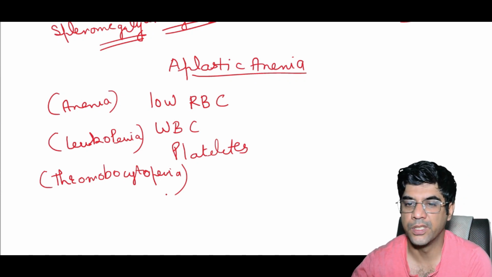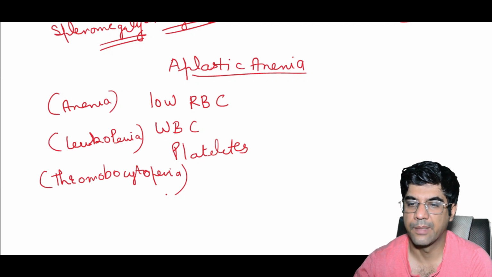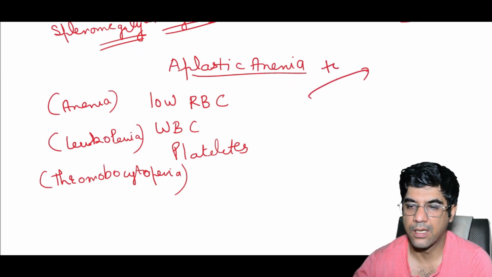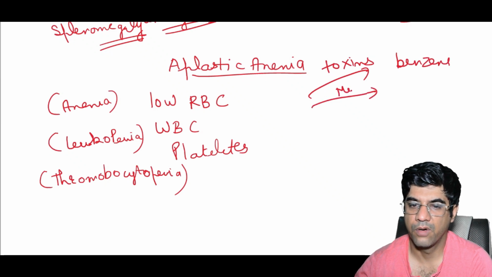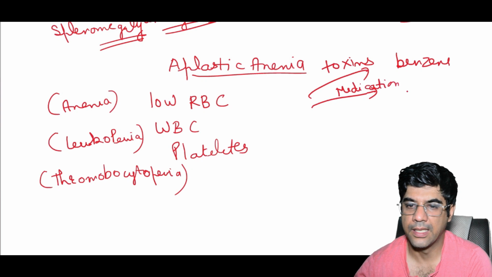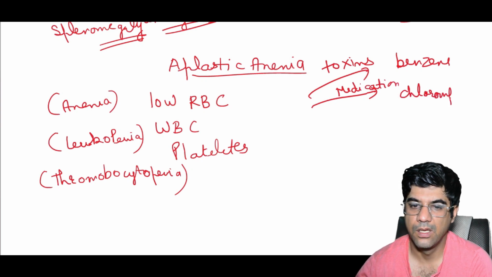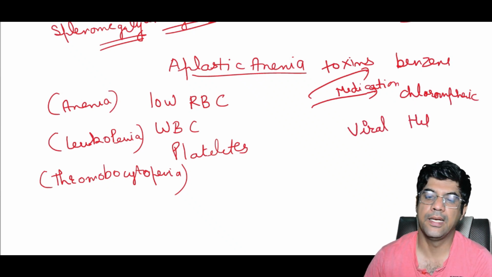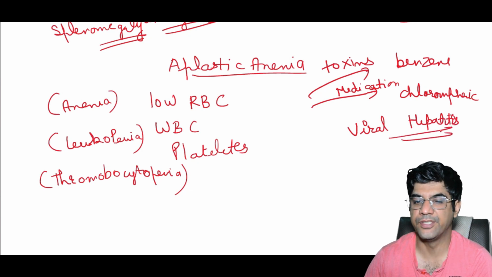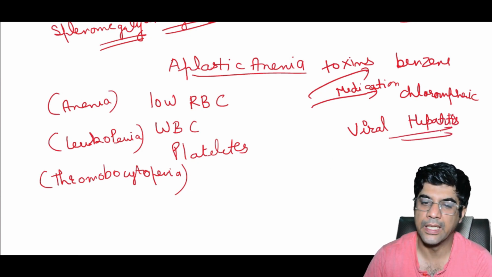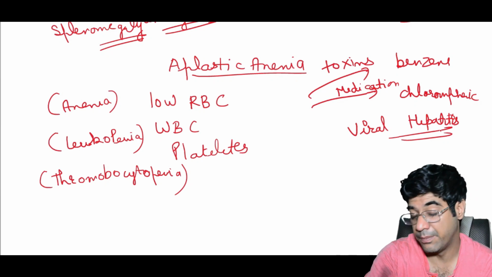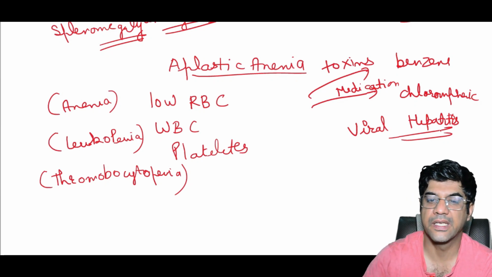Other causes could be exposure to toxins like benzene, certain medications like chloramphenicol, or viral infections like hepatitis. Now the patient with aplastic anemia would develop fatigue, weakness, lightheadedness, and decreased oxygen carrying capacity of the blood. There would be thrombocytopenia and leukopenia, which means there would be increased susceptibility to bacterial and fungal infection.